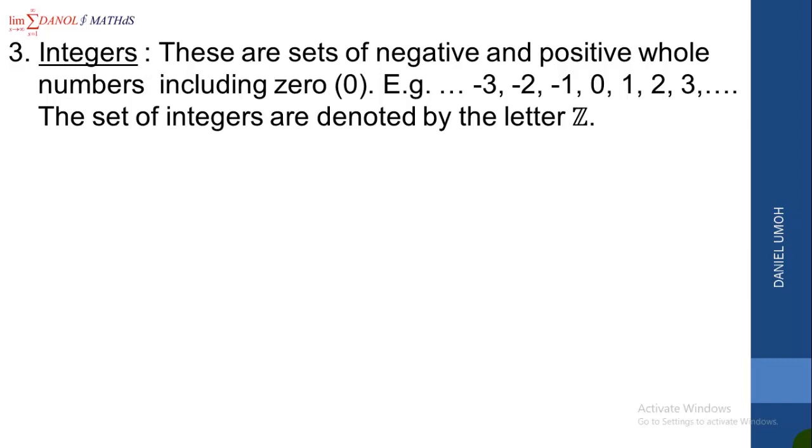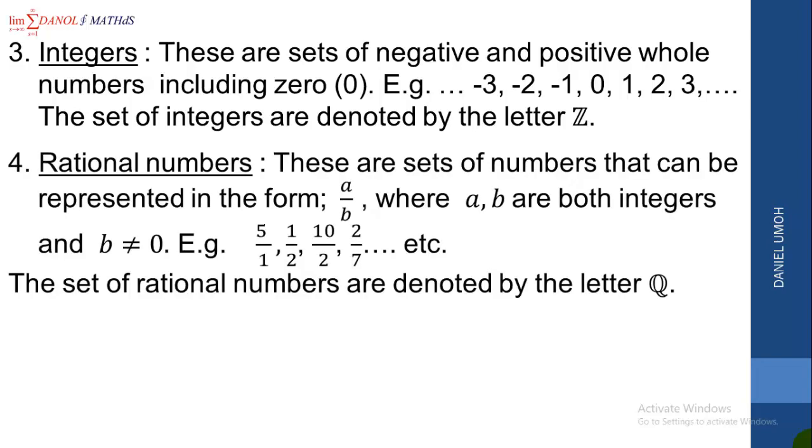We have the fourth type of number known as the rational numbers. Rational numbers are a set of numbers that can be represented in the form A over B. Take note, they can be represented in the form A over B, where A and B are both integers and B is not equal to 0, because if B is equal to 0, the fraction becomes undefined. Examples of rational numbers are, let's say, 5 over 1, 1 over 2, 10 over 2, 2 over 7.